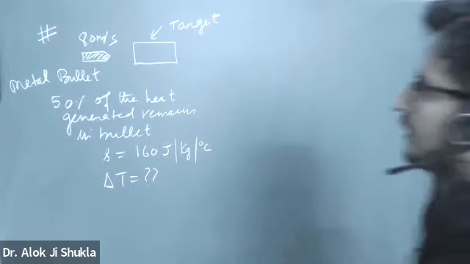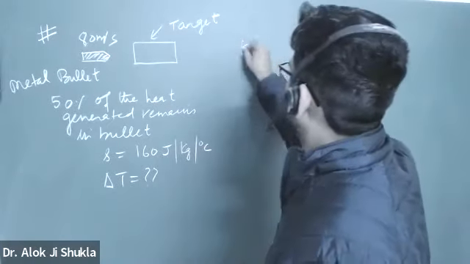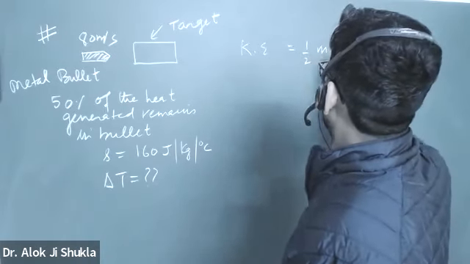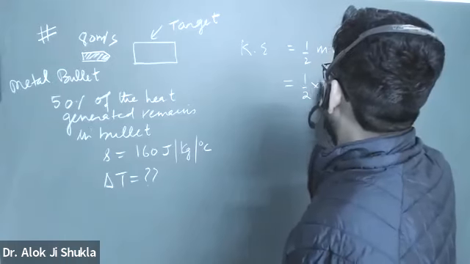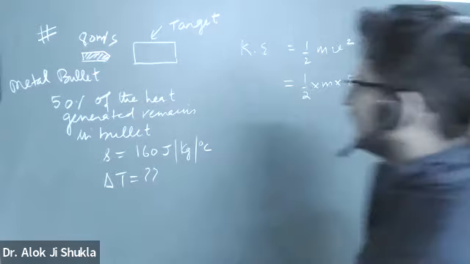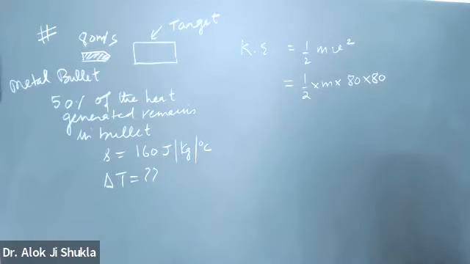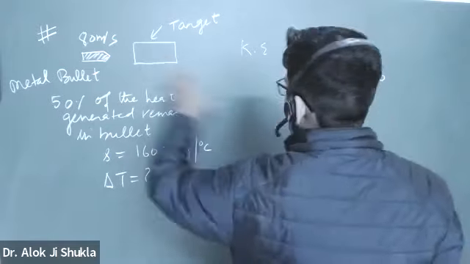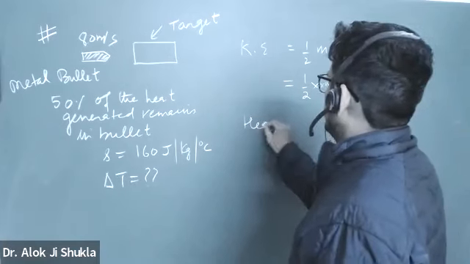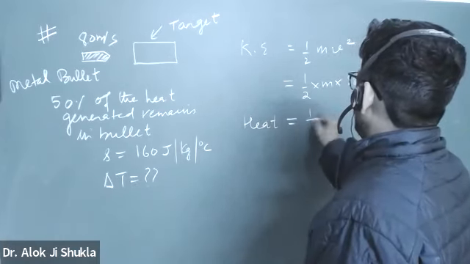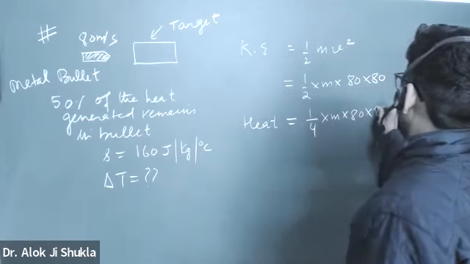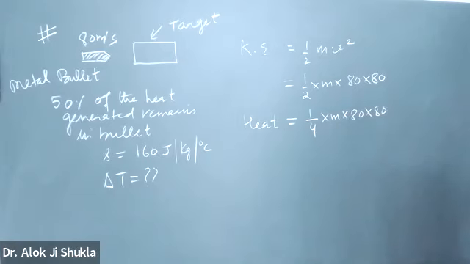So see, the kinetic energy of the bullet will be half mv square, which is half into m into 80 into 80, right? This is the energy of the bullet. When it hits the target, 50% of the energy remains in the form of heat. So heat in the bullet will be 1 by 4 into m into 80 into 80, correct? Yes, sir. This will be the heat there.